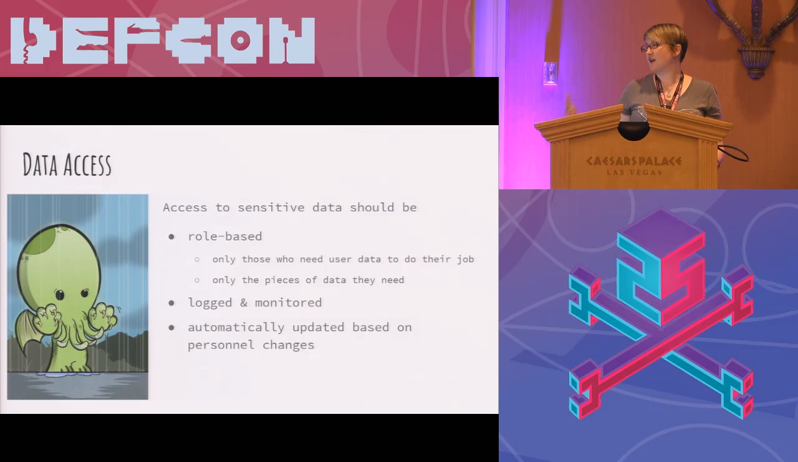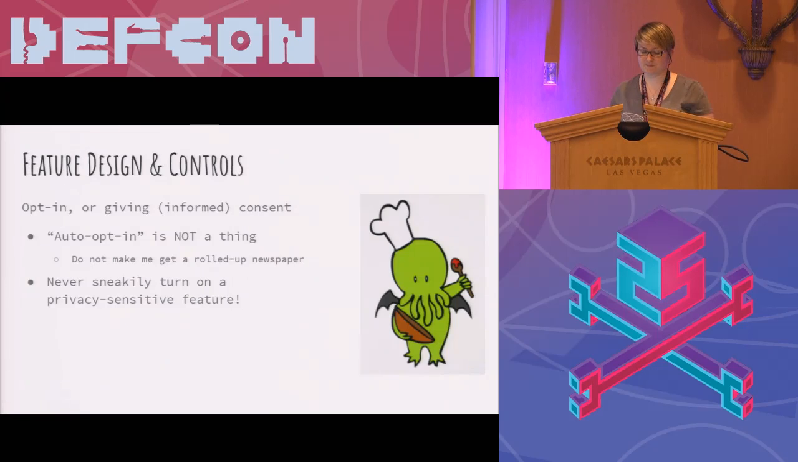Obviously logged and monitored, again, that's kind of a given. And then automatically updated based on personnel changes. So if you have somebody who moves from engineering up to management, they probably don't need an engineer's level of access to the data anymore. So make sure that that gets taken away and done automatically. You don't want to have it be that every 5 years somebody thinks, oh shoot, we should maybe review our data access policies, and then you find out that this manager's been casually accessing his ex's account for the last 5 years.